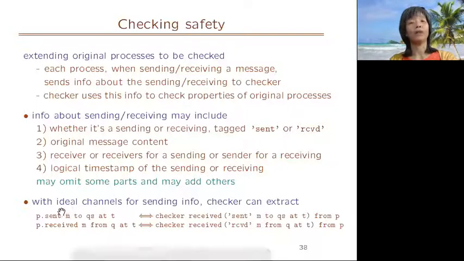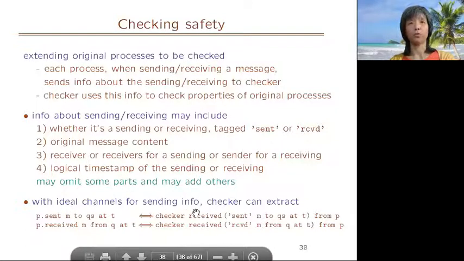With ideal channels for sending information, which means you don't lose messages, the checker can extract the property. So P sends message M to process Q at T is the same as the checker receiving "sent M to Q at T" from P. If P does the sending, the checker would receive that from P. And the same for receiving: the checker would receive "received M from P at T" from Q.